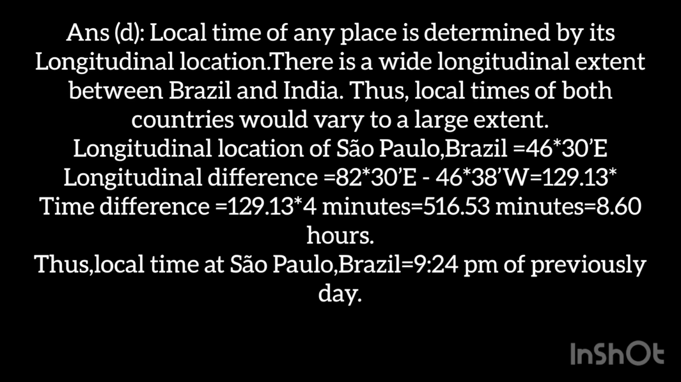Thus, the local time of both countries would vary to a large extent. Longitudinal location of Sao Paulo, Brazil is 46 degree 30 minutes west. Longitudinal difference is equal to 82 degree 30 minutes east plus 46 degree 38 minutes west, which is 129.13 degrees. Time difference is 129.13 degrees into 4 minutes, which is 516.53 minutes, equal to 8.60 hours. Thus, the local time at Sao Paulo, Brazil is 9:24 pm of the previous day.